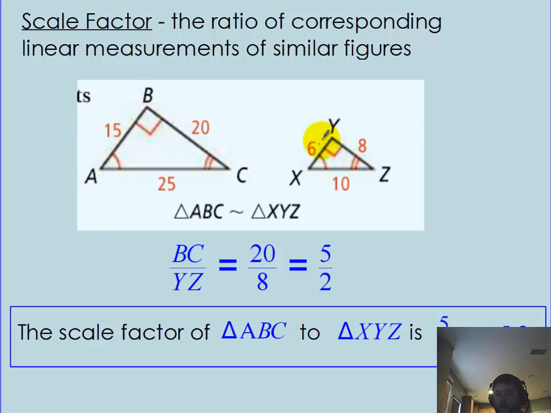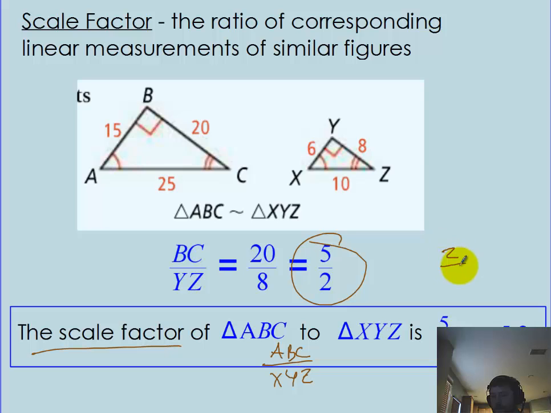So BC corresponds with YZ, so you can do BC over YZ, which is 20 over 8, reduces to 5 over 2. So in this case, we call it the scale factor of these two triangles, ABC to XYZ, is 5 over 2 or 5:2. Either notation you might see. And note the way to say this, ABC to XYZ, that means whatever ABC is on top and XYZ is on bottom. That's important because otherwise if you said XYZ first, it'd be 2/5. So that'd be a different scaling factor.